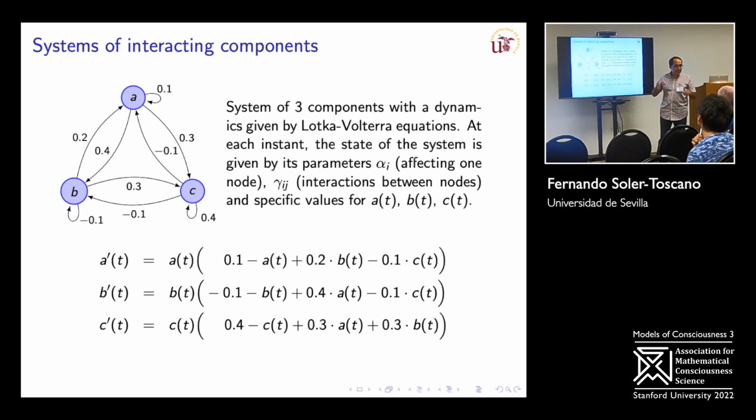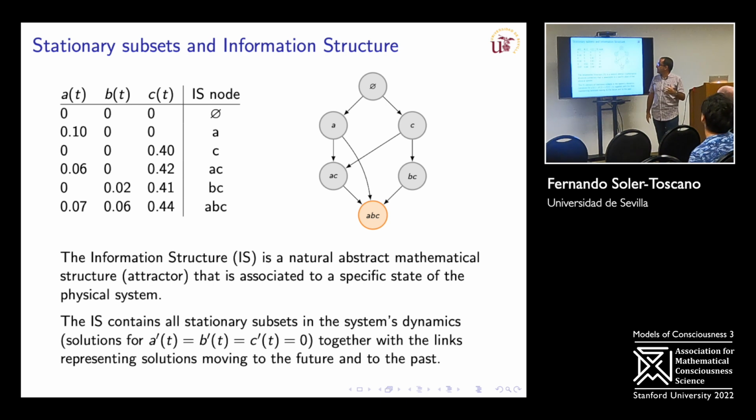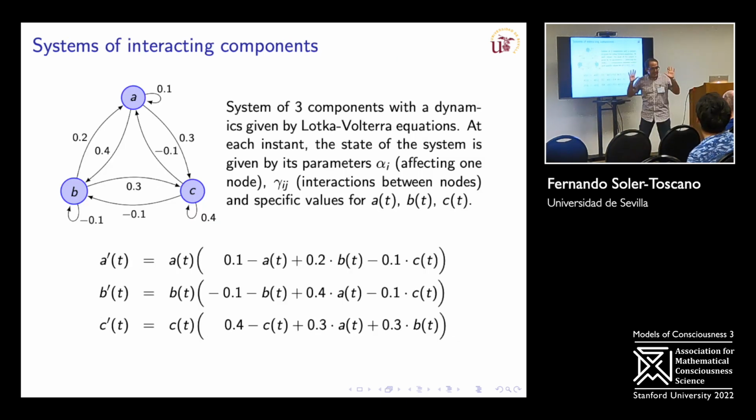Once we set a system by giving a set of parameters, that system has a set of stationary points, which are points in which the dynamics of the system remains the same, doesn't change. Those stationary points are values of the variables, values of A, B, and C, that make the system not change.